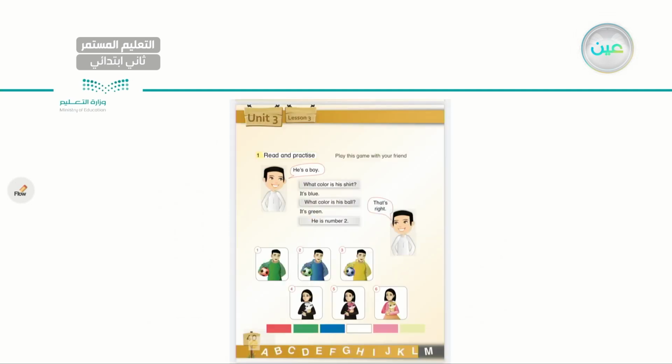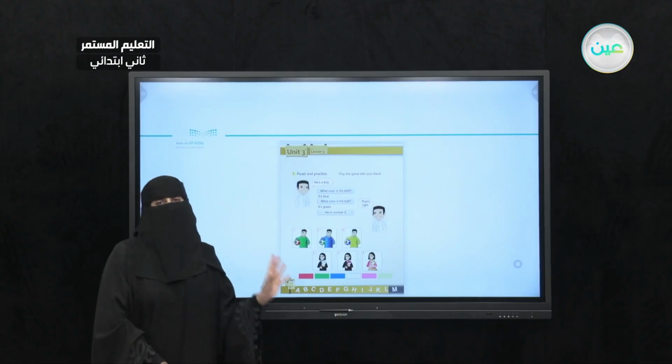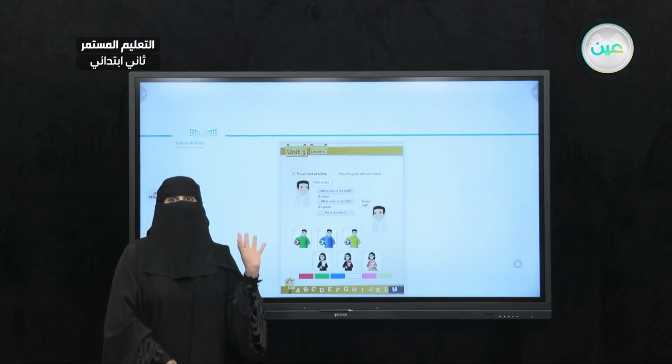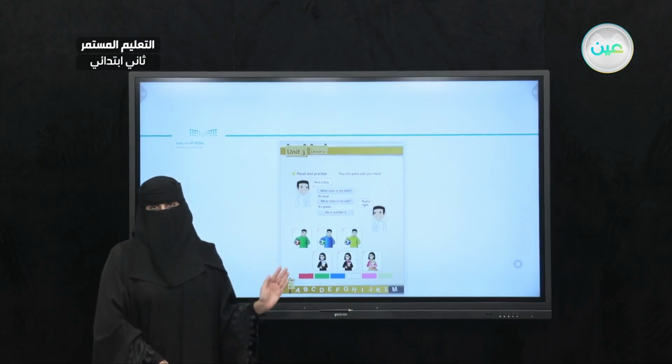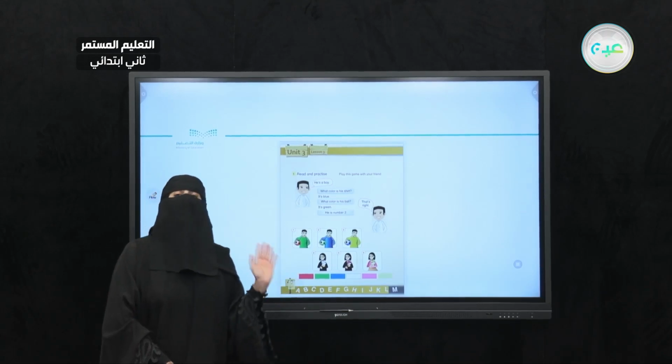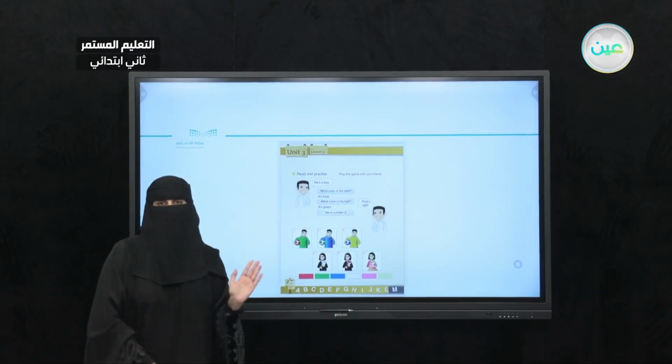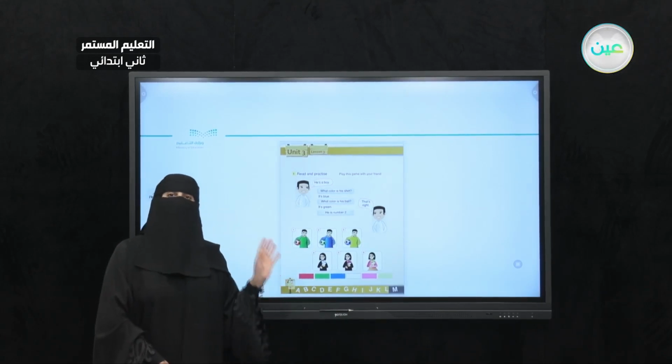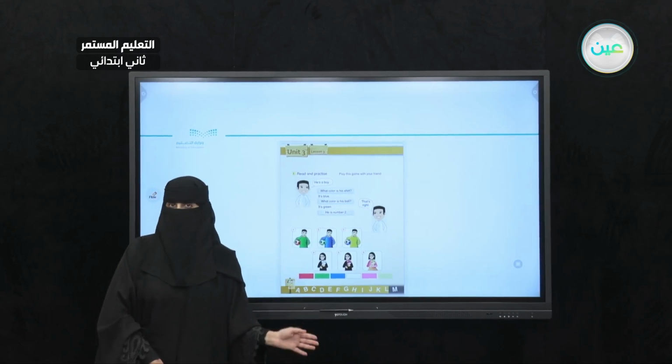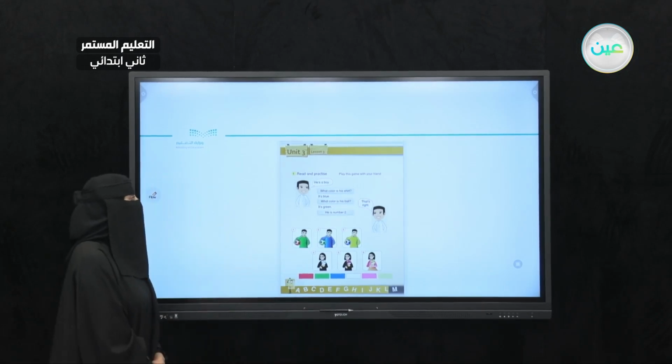Very good. Now, I need you to have your books opened at page number 40, my dear student. In this lesson, we'll be able to have a guessing game. We will guess which boy or girl we're talking about. We tried this earlier with different kind of exercises, okay? Here I have the outfits and I have the colors. Let's start with our upper part.